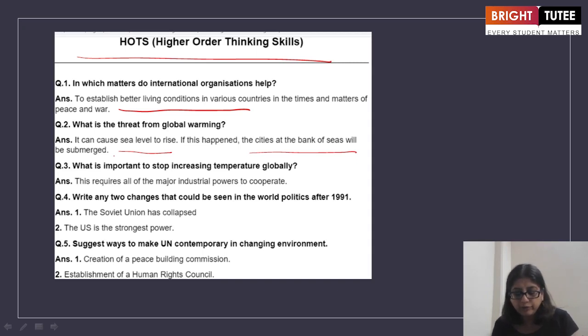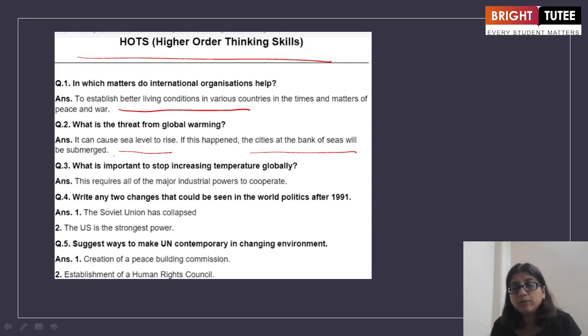It is important to stop the increase in temperature globally, so the major industrial powers must cooperate. Write the changes that could be seen in world politics after 1991. The Soviet Union has collapsed, and the US is the strongest power and the only power.